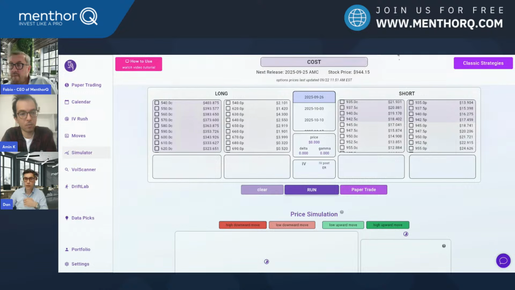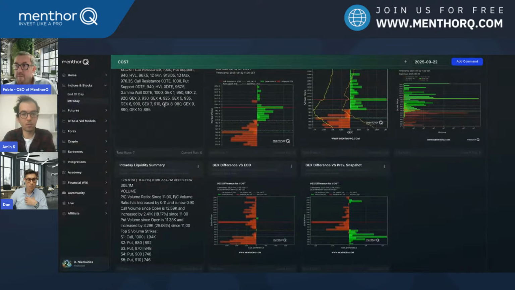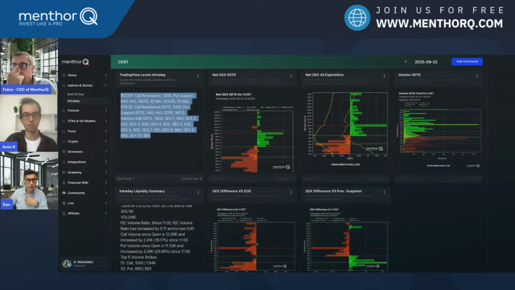MenthorQ can help us because, let me go back, it gives us more levels here. You see a lot of levels here. All these levels are sticky. So I expect, let's say I expect we go down a bit, but I want to see if we can stop around these levels here, which we have seen.